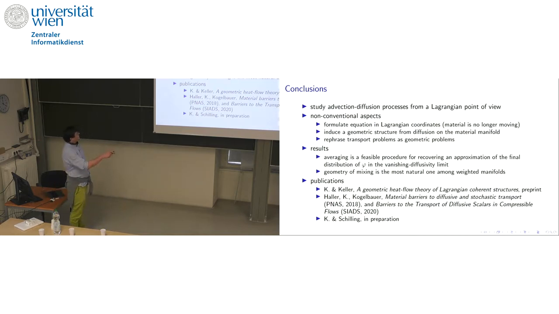Okay, concerning results, to verbally summarize: averaging is a feasible procedure to simplify the problem and still have a good approximation in the vanishing diffusivity limit. And out of all weighted manifolds that you can think of, so out of all geometric structures in the mathematical geometric sense, this geometry of mixing is the one that is the most natural to an advection-diffusion process.